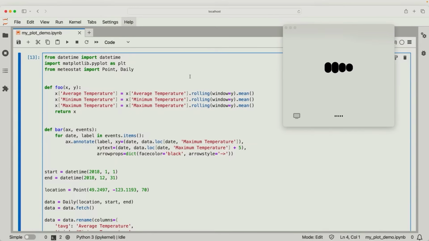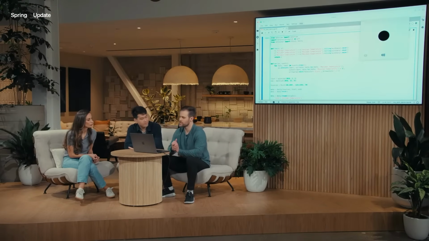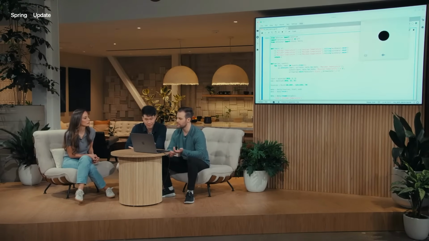This code fetches daily weather data for a specific location and time period, smooths the temperature data using a rolling average, annotates a significant weather event on the resulting plot, and then displays the plot with the average, minimum, and maximum temperatures over the year. Awesome, thanks so much. And in the code, there's this function foo. Can you describe to me what the plot would look like if I had versus didn't have this function?